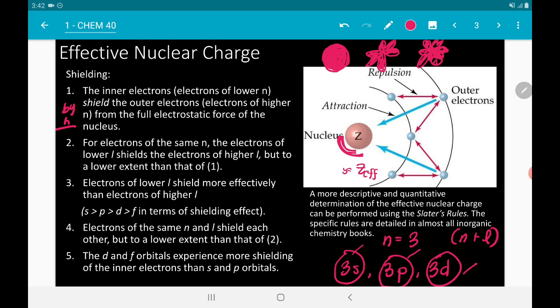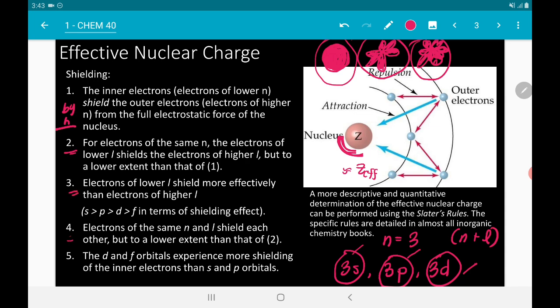So, ibig sabihin, kapag nag-shield yung S, okay, dun sa P, mas effective mag-shield si S kasi mas solid yung electron cloud niya. Yung P orbital, hindi niya masyadong nasi-shield si D from the nucleus kasi mas dispersed si P. Okay? And finally, D is poorly shielding kasi mas dispersed siya. So, kapag dating natin sa F, yung F orbitals are poorly shielding. They are actually the poorest shielders, okay, pagdating sa ganitong trend. Okay, so, yun yung number 2 and number 3.